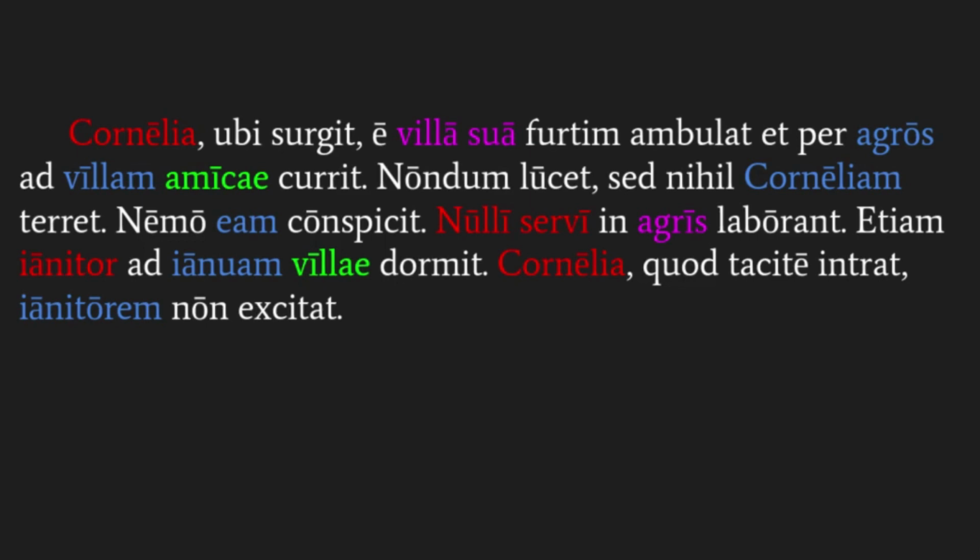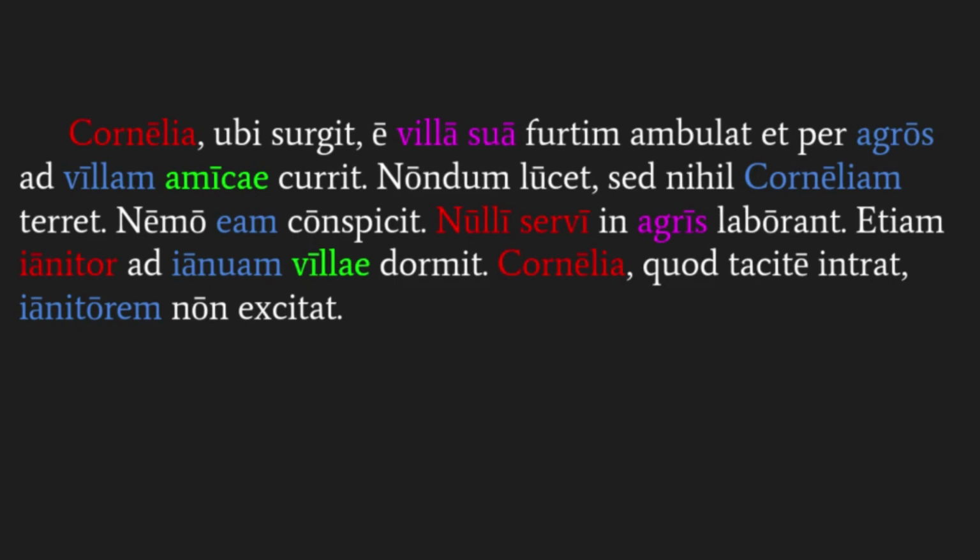Then it continues, etiam ianitor ad ianuam villae dormit. So it's saying even, etiam, even the doorkeeper, the janitor, is sleeping, dormit, ad ianuam villae. There's another prepositional phrase, and this one is accusative with ianuam. At, ad, right? The door of the house. Villae is genitive. It's accusative, ianuam, because the preposition is ad. Ad always goes with an accusative noun. So you're saying even the doorkeeper is sleeping at the door of the house. So the idea so far is that Cornelia is out so early that everyone's asleep. No slaves are working. The doorkeeper is asleep. No one's up because it's not yet light, right?